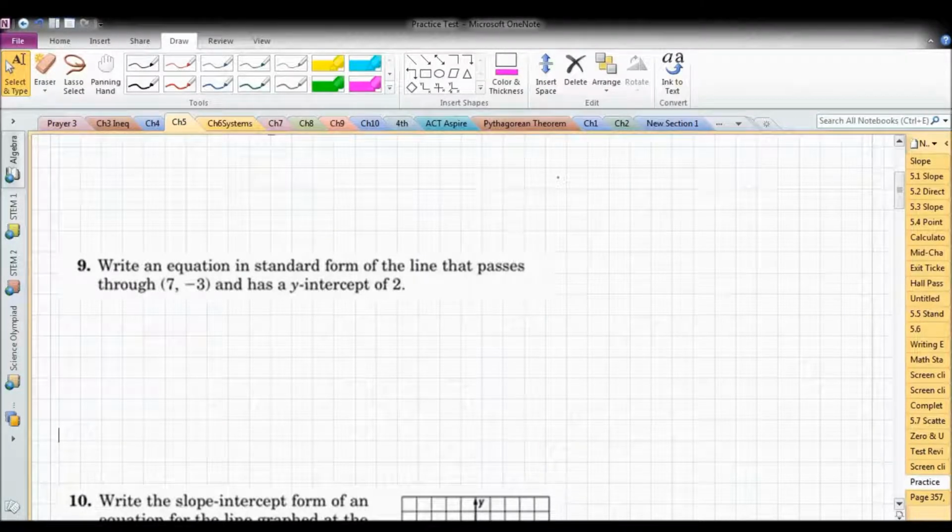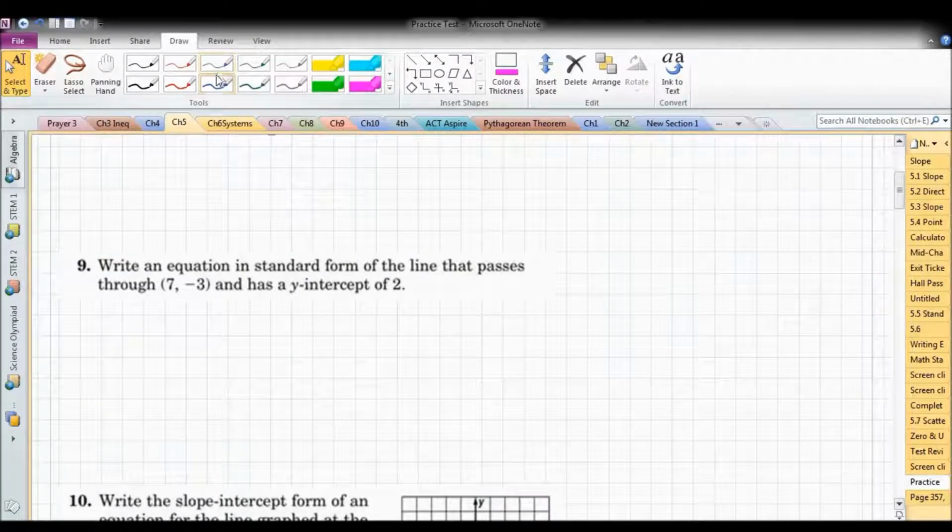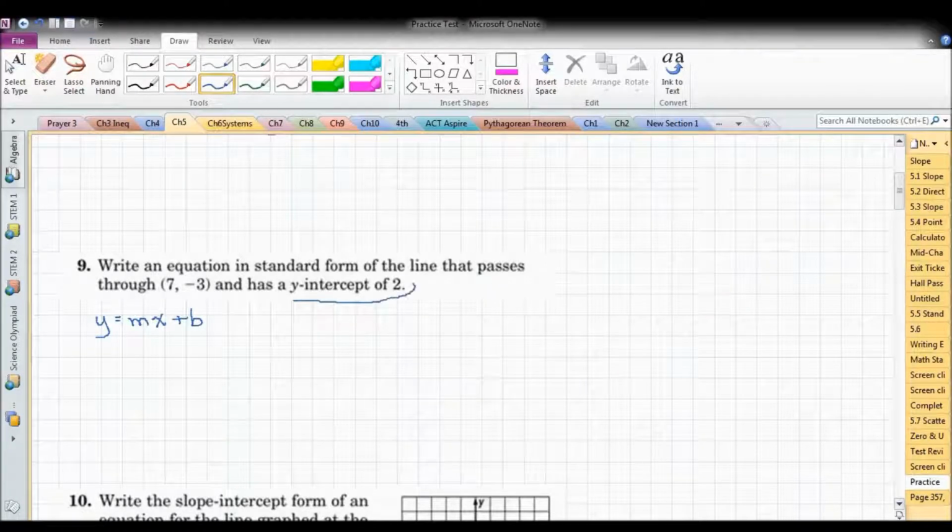For the next problem, write an equation in standard form with a line that passes through a point and has a y-intercept. Okay, so they gave us a y-intercept, and that's just like giving us a point because we know that means the x value is 0, the y value is 2. So we can solve this as if we had 2 points and we needed to write an equation.